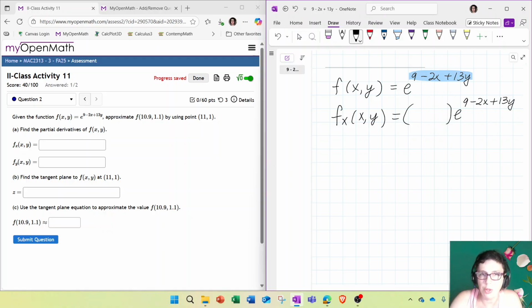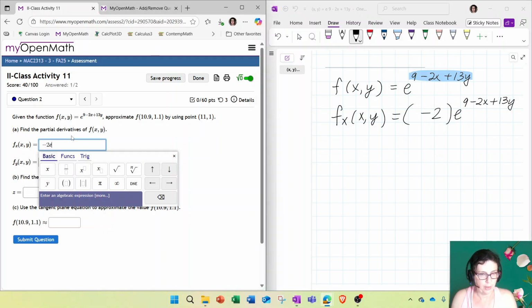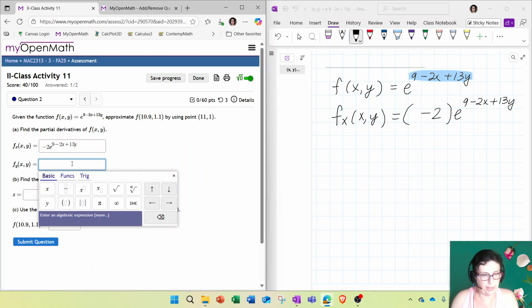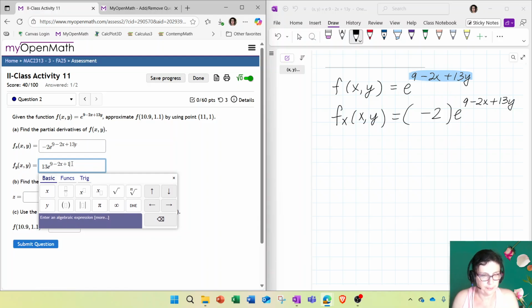So think of all terms that do not have an x as becoming 0. So 9 doesn't have x, it'll drop out. It's like a constant, it's 0. 13y also doesn't have x, so that's going to drop out. So the only term that has x is negative 2x, and the derivative of that is negative 2. Okay, so that's the partial with respect to x. Let me just type that here. Okay, now similarly, I'm not going to explain why because it's the same thing. You're going to get the partial with respect to y.